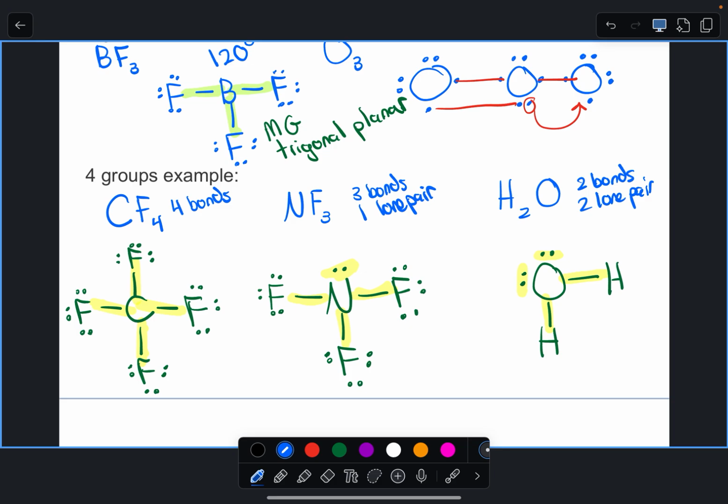Okay? So this is called tetrahedral. So tetra because there's 4, hedral because if you took this plane and created a side, and did that on all the sides, you would create a shape. A hedral or a hedron. I'm getting tired there. Okay, so that's CF4. Tetrahedral electron geometry. All of them are bonds, so the molecular geometry looks identical. So it's also tetrahedral. Okay?